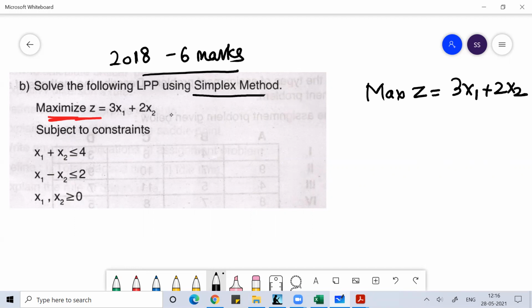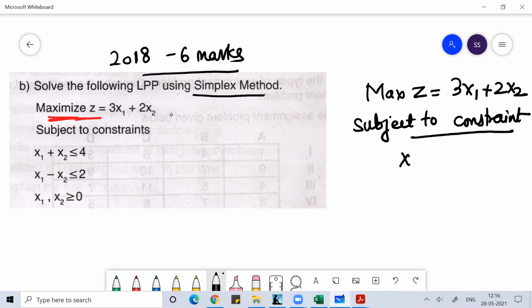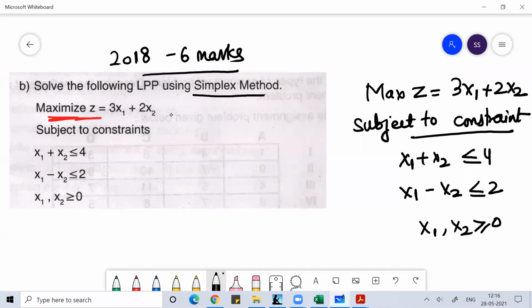Fine. And you have constraints. Subject to constraints: x1 plus x2 is less than or equal to 4, then x1 minus x2 is less than or equal to 2, and then x1 and x2 are greater than or equal to 0. So that is your objective function, guys. This is your objective function.